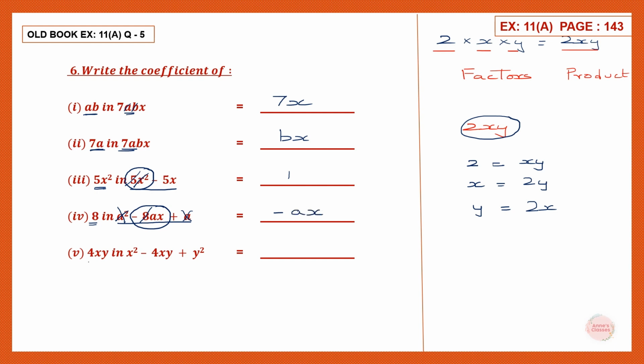Now next one, 4xy. Find the coefficient of this in this polynomial. In the first term, 4xy is not there. In the second term, it's there. In the third term, it's not there. So leave that out. Look only at this. So what is the coefficient of 4xy in minus 4xy? We cancel out everything. And what is left is minus. So it's minus 1. So this is how we find the coefficient.